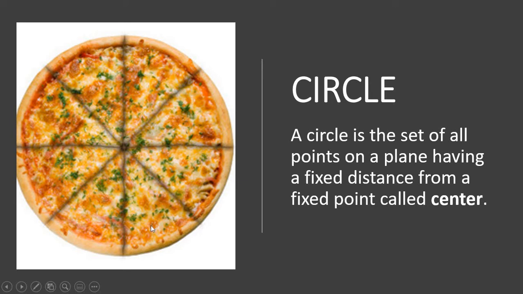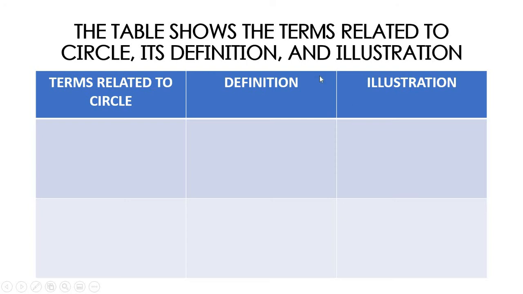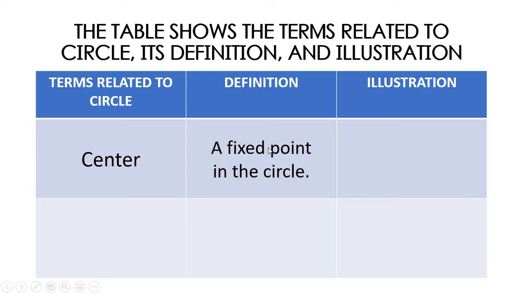Okay? Next. The table shows the terms related to circle, its definition, and illustration. Let's first have the center, a fixed point in the circle. So here is an illustration of a center. For this illustration, we have the center A. Reminder that a circle is named based on the center. So for this example or illustration, this is circle A.